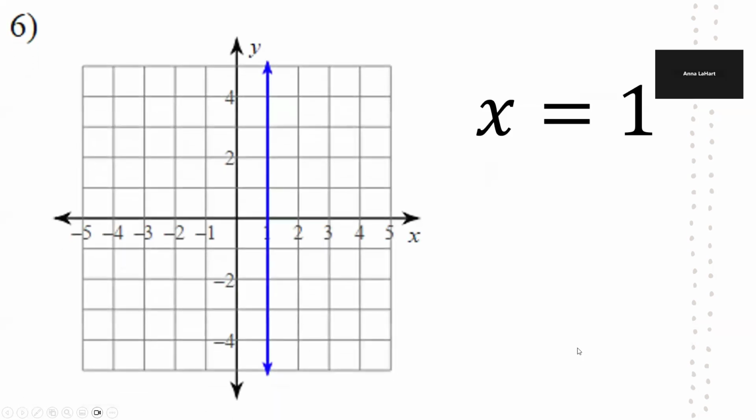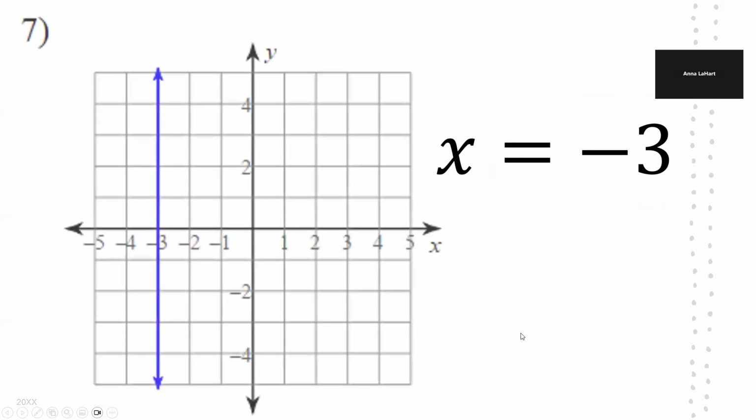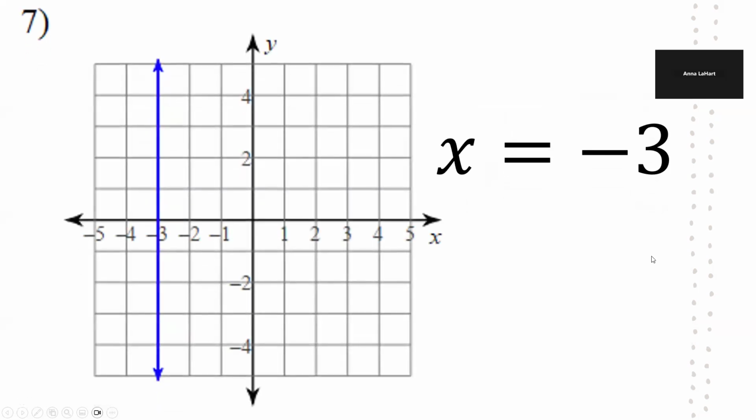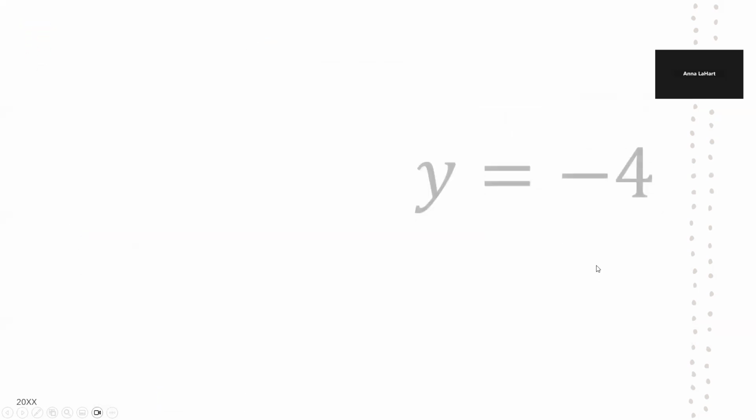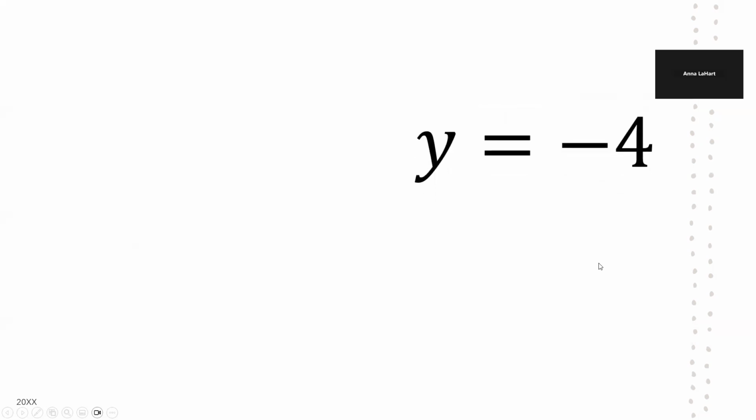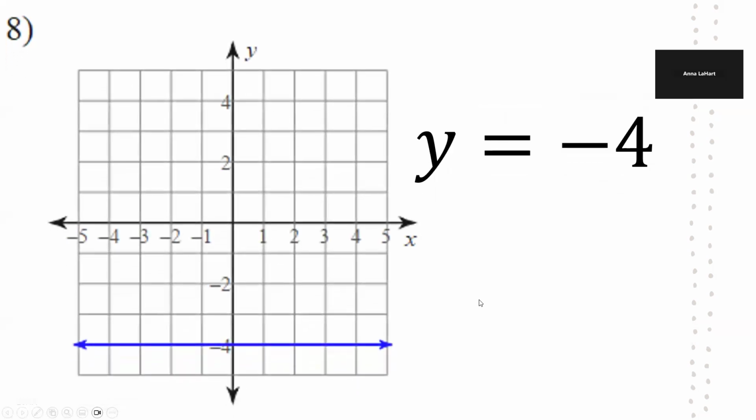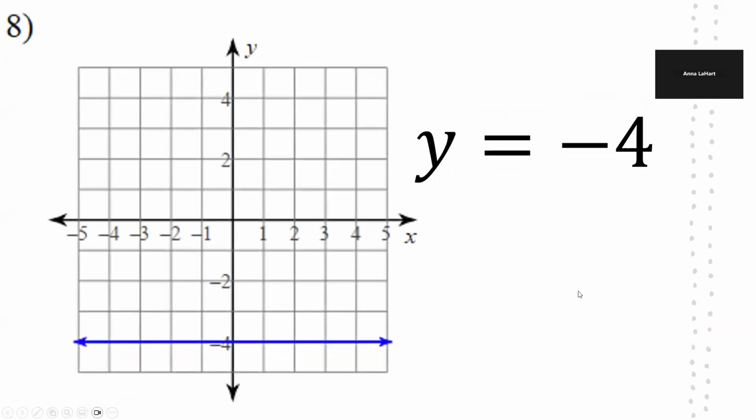Boom. 7. We've got x equal -3. Okay. In 3, 2, 1. Does it look like that? Y equals -4. I think I have 8 boards. All right, here we go. Y equal -4 in 3, 2, 1. We got y equal -4.